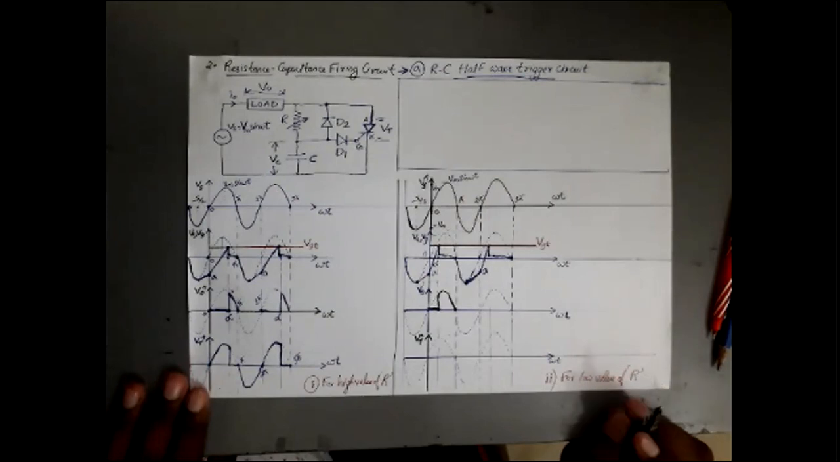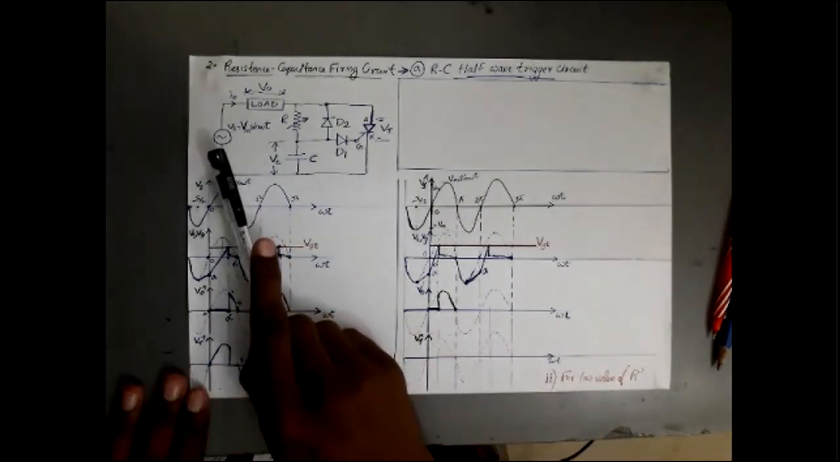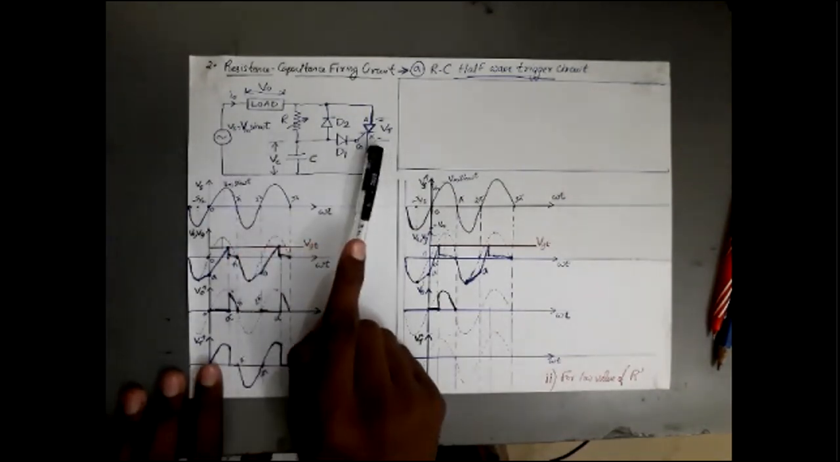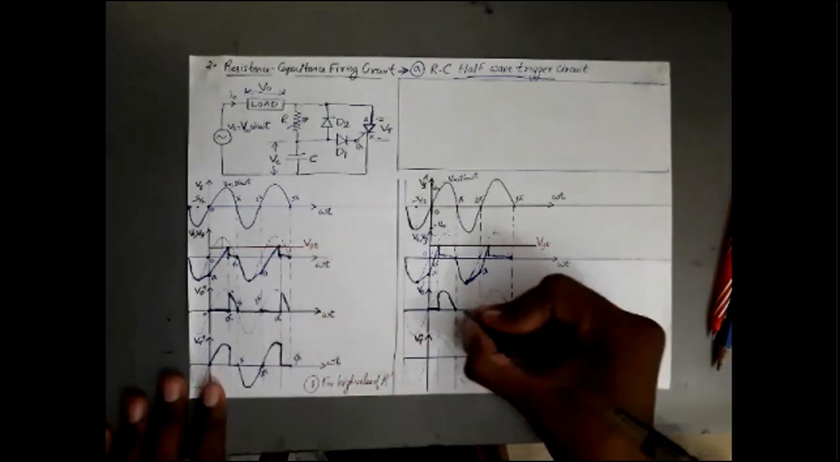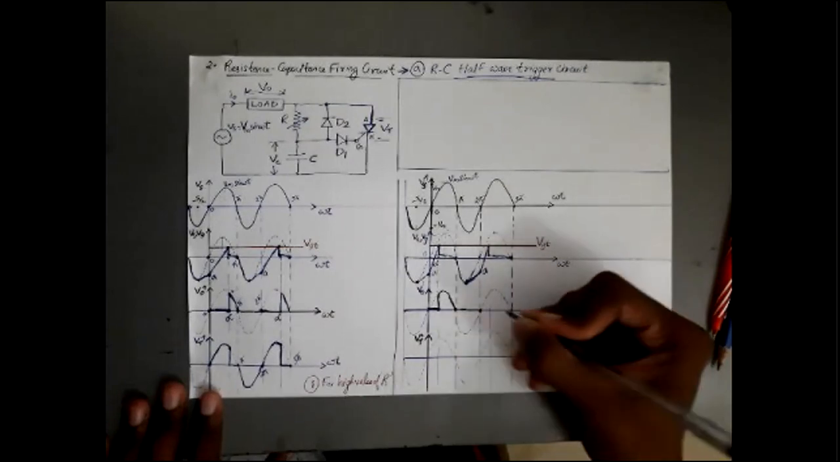Then what happens? Negative voltage is appearing across my circuit. That is, during the negative half cycle of Vs, my SCR gets turned off and it is under reverse blocking mode. So I naught will be 0. Again, V naught will be 0 up to omega t is equal to 2 pi.